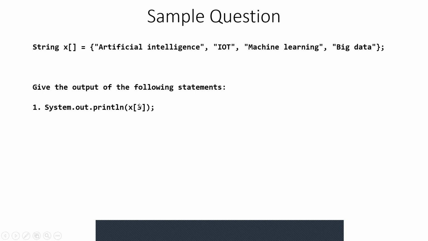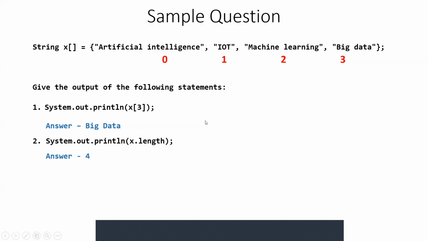Now, x[3], 3 is the index. We know index starts from, correct, 0. So you have 0, 1, 2, 3. So x[3], the answer would be big data. The next question was System.out.println(x.length). Now, what did we say? Length is the instance variable for an array. It tells how many elements are present in the array, or the size of the array. In this case, there are 4 elements present. So 1, 2, 3, 4, and the answer would be 4.